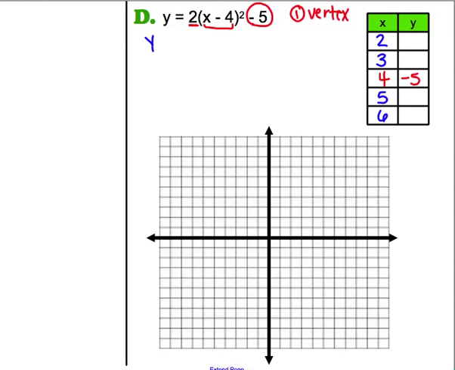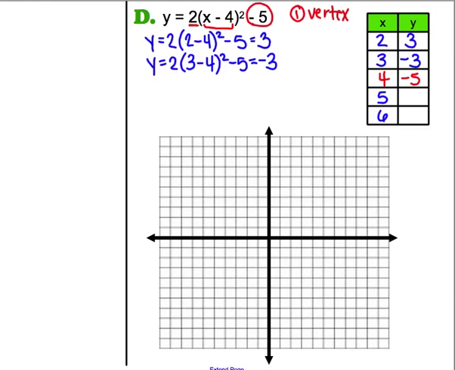So first we have y equals 2 times (2 minus 4) squared minus 5. 2 minus 4 is -2. -2 squared is 4. 4 times 2 is 8. 8 minus 5 is 3. Then we have y equals 2 times (3 minus 4) squared minus 5. And 3 minus 4 is -1. -1 squared is 1. 1 times 2 is 2. 2 minus 5 is -3.